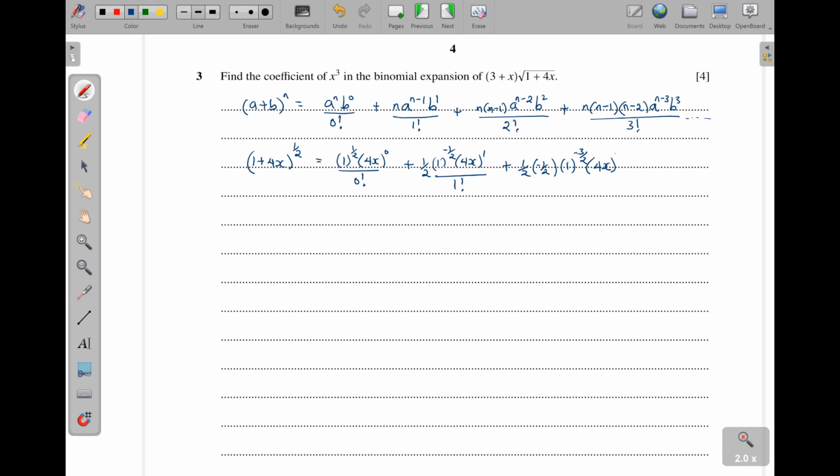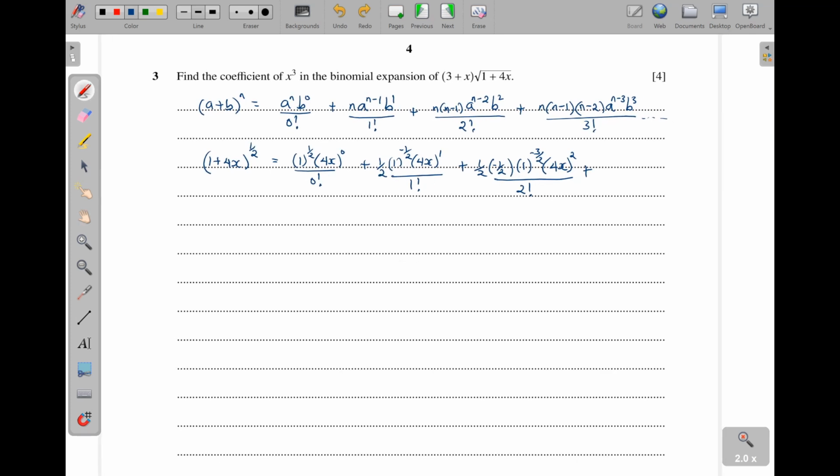And then this will be (4x) squared over 2 factorial, and then we shall have, drop this one here, 1 plus 4x to the power of a half. So we shall have a half, then times negative a half, then times negative 3 over 2, then 1 here to the power negative 5 over 2, and then this is (4x) to the power 3 over 3 factorial. So I'm going to stop here because they want the coefficient of x cubed, so I must go up to where x is cubed, because the 3 will have to multiply with that term.